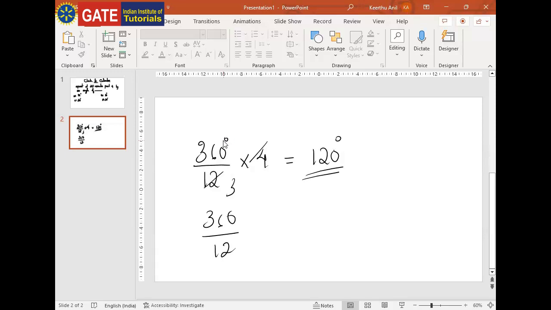Now it has to be in between 4 and 5. In between 4 and 5 means? At 4 it is 120 degree. Okay. For each of them, tell me, how much will it be? 360 degree divided by 12. How much will it be? It should be 30 degree.